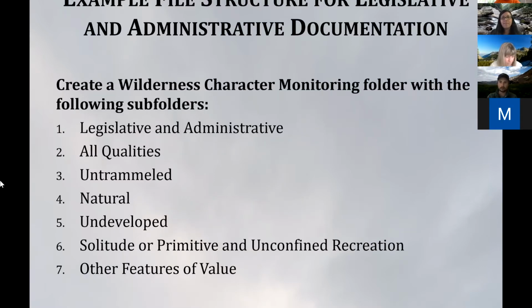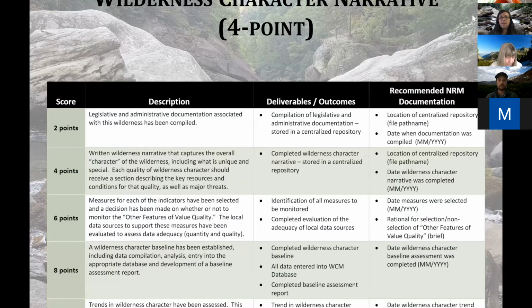Here's a quick example of a file structure, which will be helpful when you're compiling this information: having one folder for legislative and administrative documents, as well as breaking it into each of the qualities, untrammeled, natural, undeveloped, and then also having an all qualities folder. If a document spans two or more qualities, you might throw it in there. That way, this can easily be referenced throughout your time implementing wilderness character monitoring. Great. So that's the 2-point, pretty straightforward: gathering documents, data, and information. Now we'll move on to our 4-point.